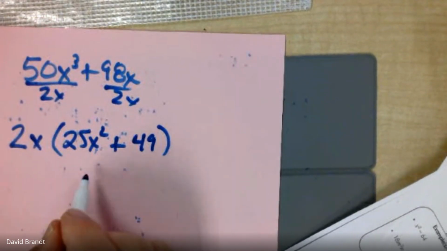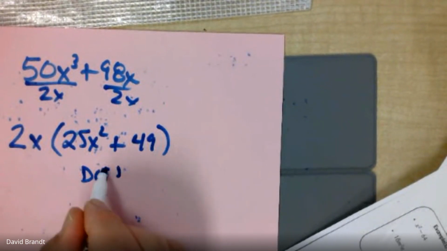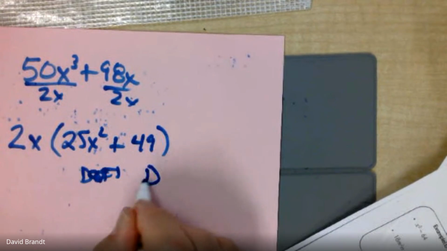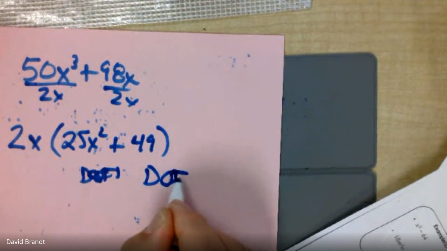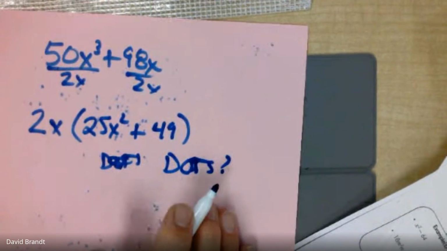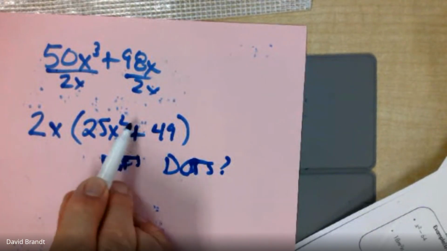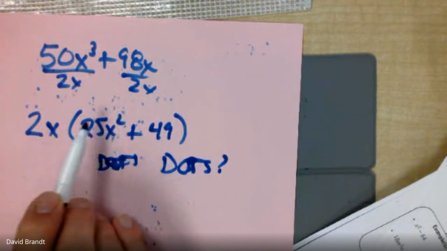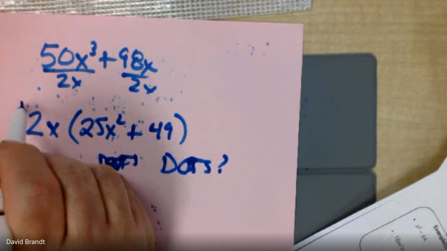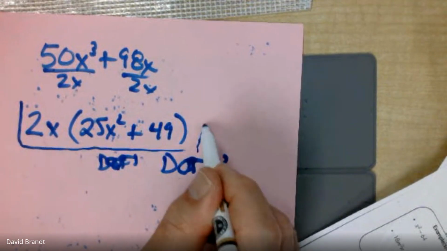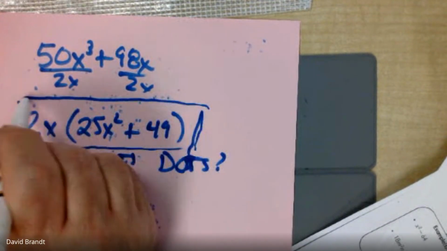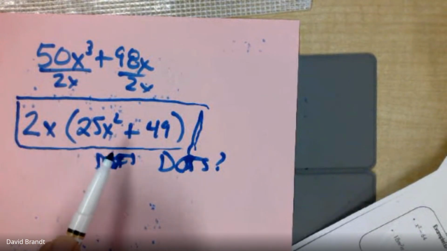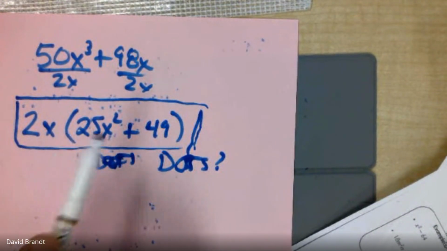Now, is that difference of squares? Yes or no? And the answer is no. It has to be a minus to be difference of squares. So this cannot factor anymore. If it's the sum of 2 squares, you are done. You can't go any further than that. So that one was only a 1-step factoring.